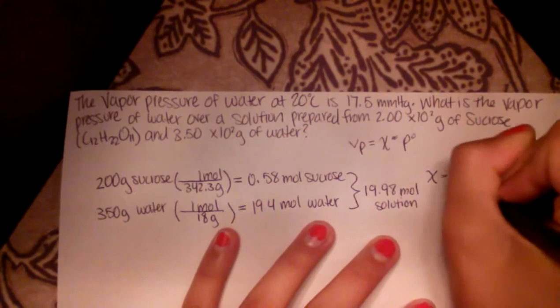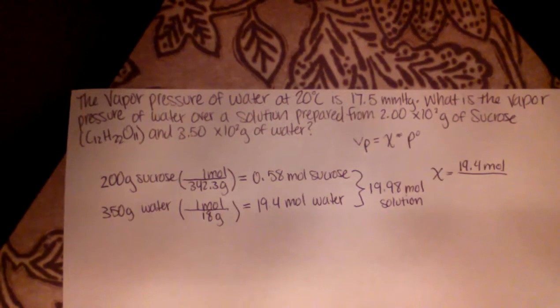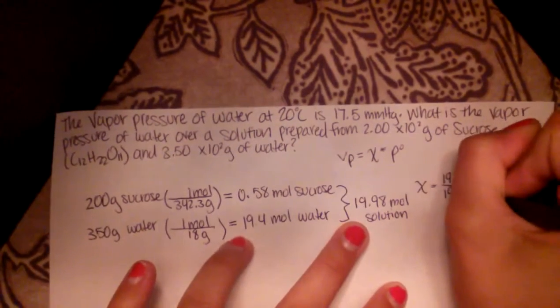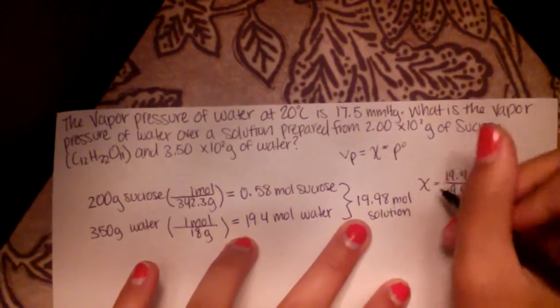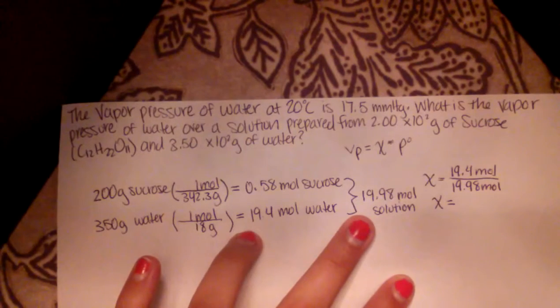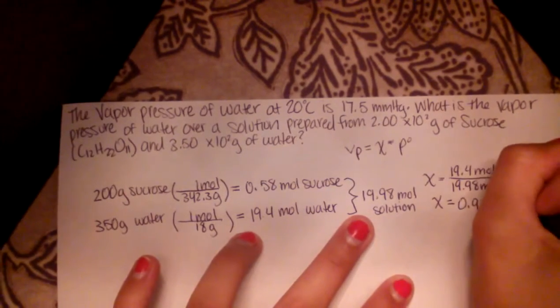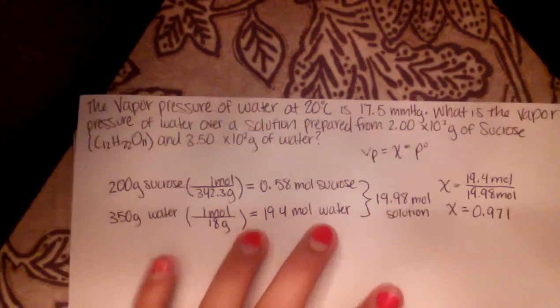19.4, and we want to see what is the fraction of water out of the total moles. So then you'll take the total mole value and you'll put that on your denominator. And then you're going to get a mole fraction value of 0.971. So now you have this value here, which goes in this part of the equation.